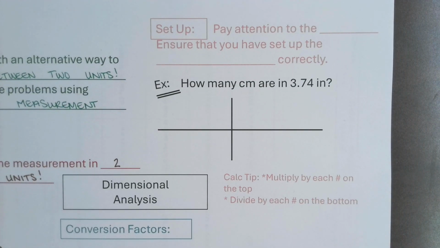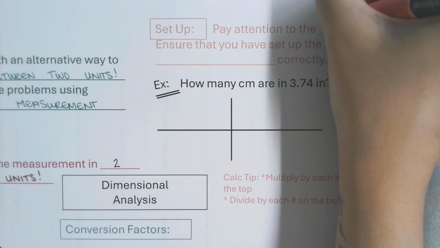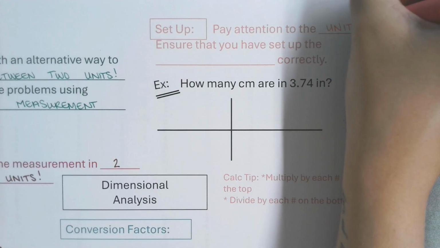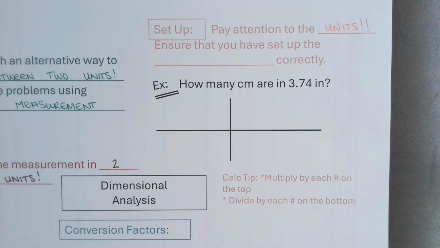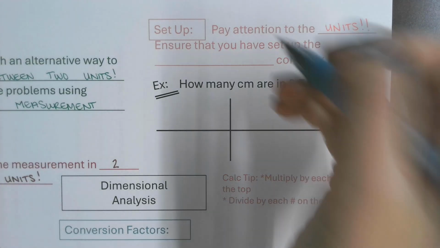Okay, so now that we have our conversion factors, we can actually do a problem. Now, as you've been doing problems in your Gizmo and so on, you have to pay close attention to your units. You have to watch for your units. Okay, when you set this up correctly, you need to think about the setup of your conversion factor.